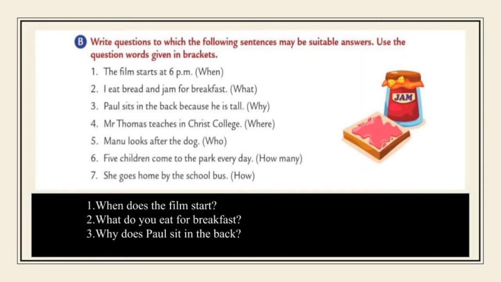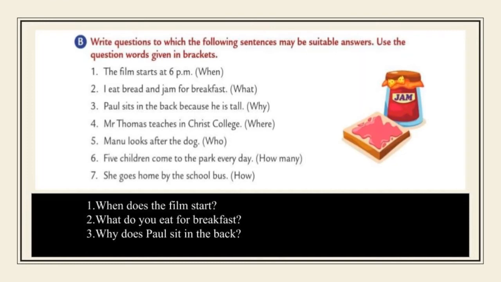And the last one is, Paul sits in the back because he is tall. The question word is why. Okay, Paul is a singular noun. So for a singular noun, we should use the auxiliary verb does. And one more thing, in the verb, remove the letter s.